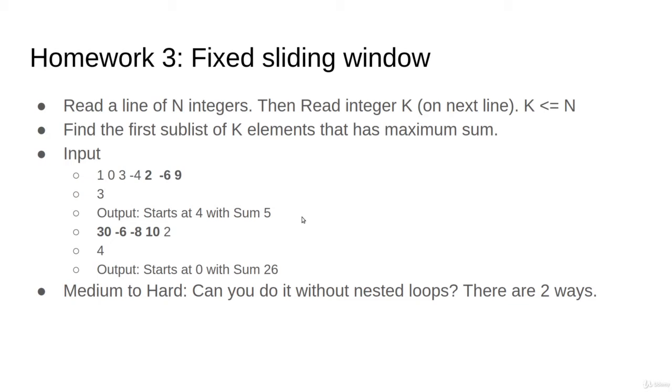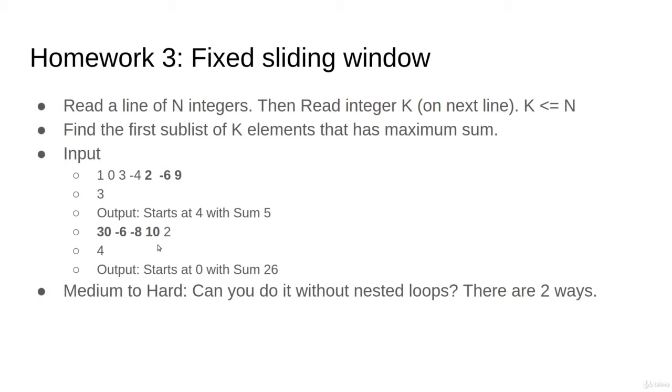Now in this task, you would like to read a line of n integers. Then in the next line, you will read an integer k. And k is always less than or equal to n. You would like to find the first window of length k that has the maximum sum. Here is the input, this list, and the value 3. You should print something like starts at 4 with sum 5. Here, this window starting at index 4 has sum 5, which is the maximum.